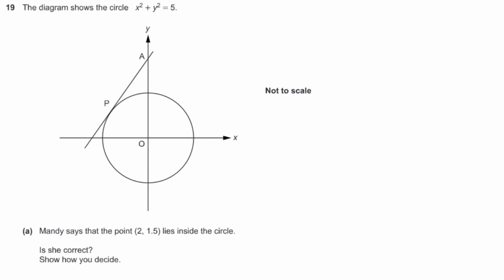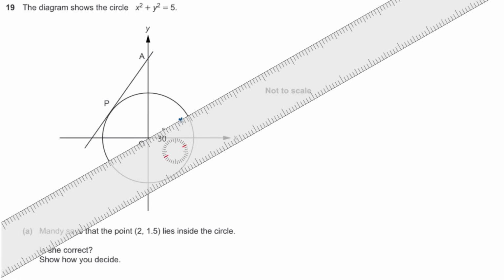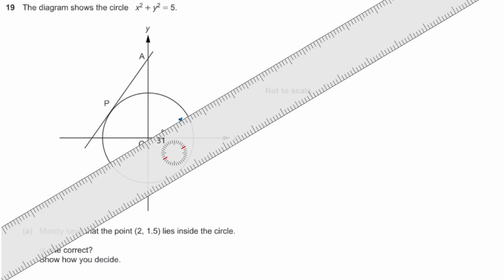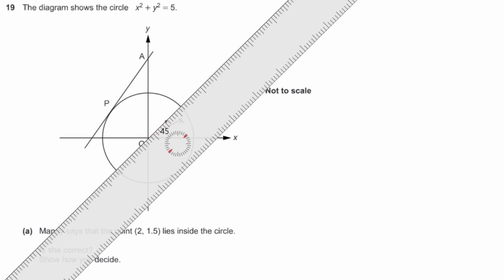Okay, so we've got this point (2, 1.5). I'm going to draw it there, but it might not be on the inside of the circle. Now, to work out if it's on the inside of the circle, the easiest way of doing it is to work out how far away it is from the center. If we can work out this distance from the center to the point, we can then compare it to the radius of the circle, which we should know.